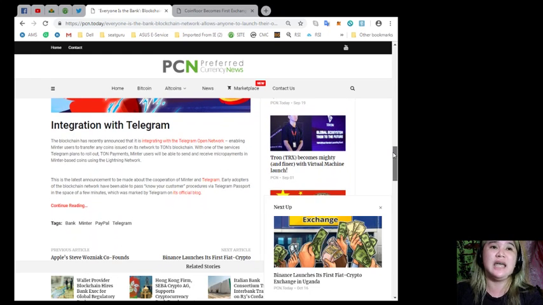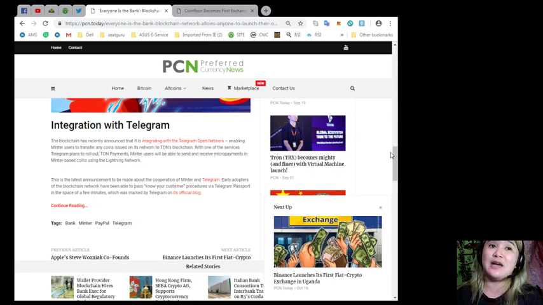Integration with Telegram. The blockchain has recently announced that it is integrating with the Telegram Open Network, enabling Mintr users to transfer any coins issued in its network to TON's blockchain. With one of the services Telegram plans to roll out, TON payments, Mintr users will be able to send and receive micropayments in Mintr-based coins using the Lightning network.